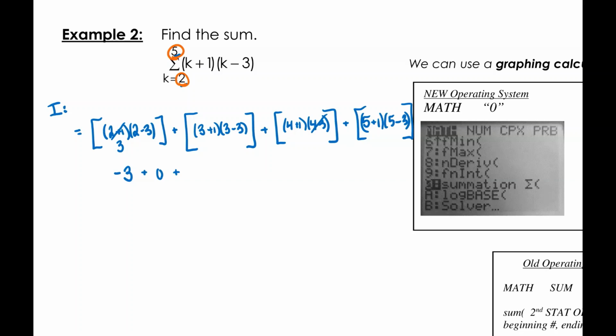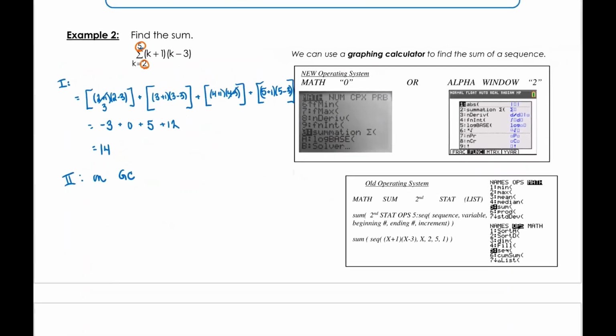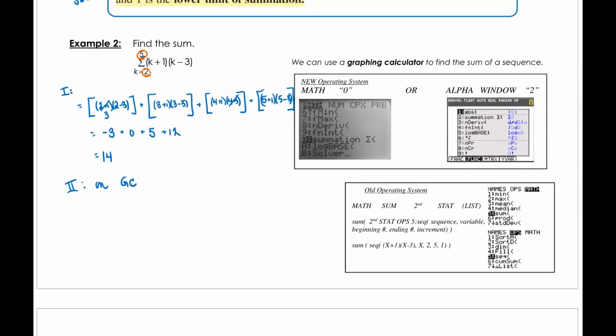Okay, and then my next one, that's 1, so then I get 5. And then 6 times 2 is 12. And adding those together, I get a sum then of 14. Okay, now that's a real pain. The second way is to use the graphing calculator. And again, I've shown you over here basically the screenshots. The old operating system, again, you don't really need to worry about that unless you're on the older calculator.